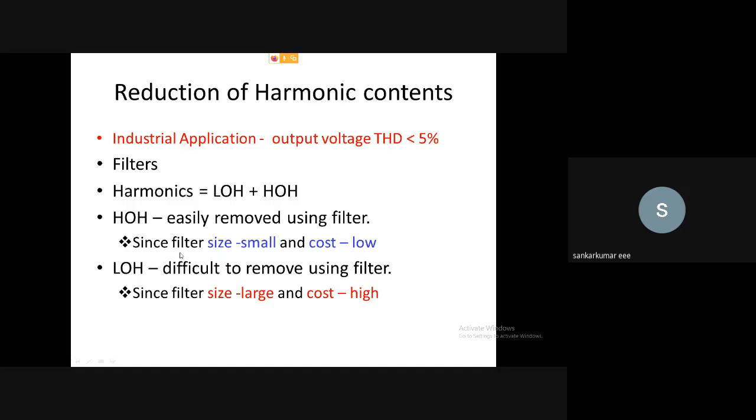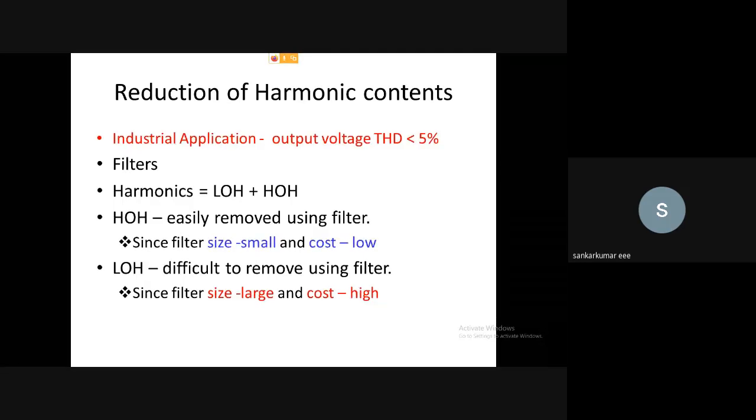Already I have shown that expression. The filter will have some L and C components. The size of the L and C components will be smaller for the higher frequencies, and the cost is also low for those filters. The lower order harmonics are a very difficult task to remove, and we have to specially design filters for that. The filter size will also be large. If the frequency is less, the frequency will decide the size of the filter, and it will also be high, and it leads to higher costs.